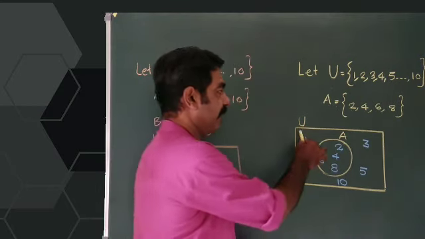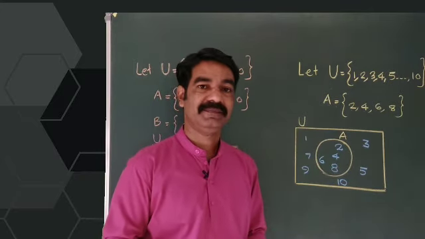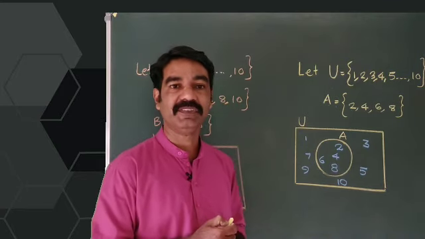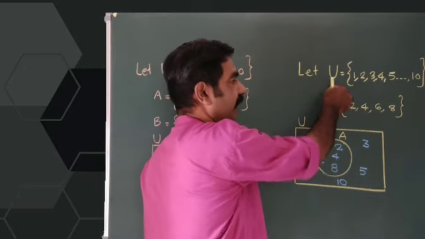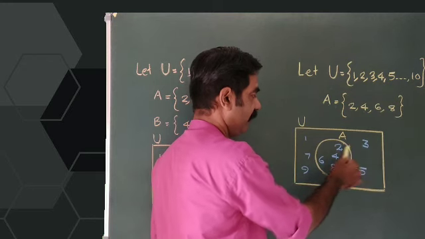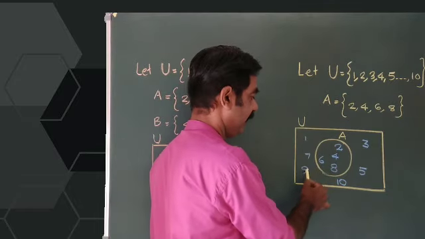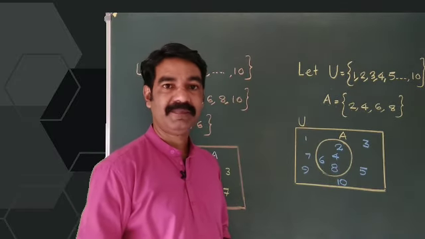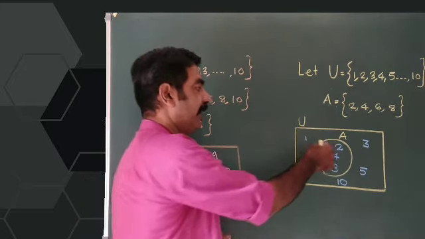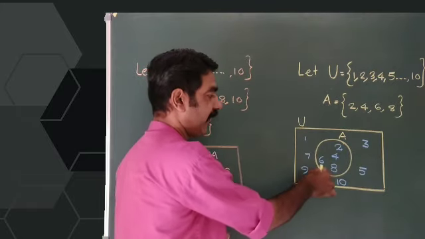Here see, a rectangle is used for denoting the universal set. We always use rectangles for representing a universal set. So the set U is {1, 2, 3, 4, 5, 6, 7, 8, 9, 10}, so we use a rectangle. Now A is a subset of this U, so we use a circle for representing the set A. A consists of 2, 4, 6, 8.